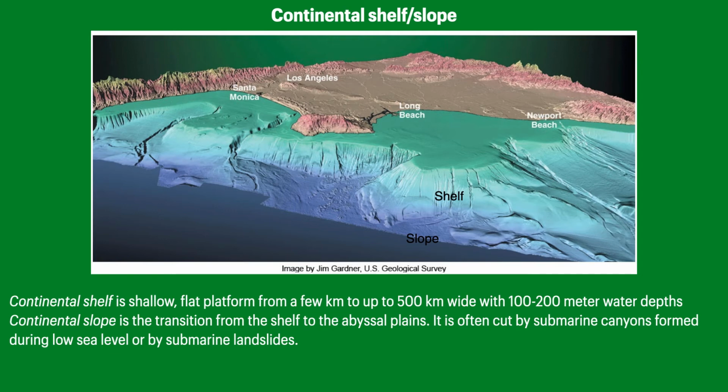The continental slope is the steeper portion where you're going from the shelf to the abyssal plains, and the canyons cut into that. It's usually during low sea level times or by landslides. And I apologize, those labels there, the shelf should be up on top of the shelf, not on the slope, and the slope should be on the slope. So those got shifted around a little bit at some point.